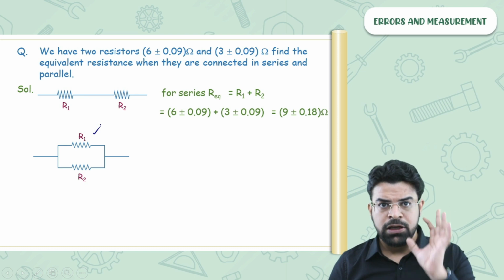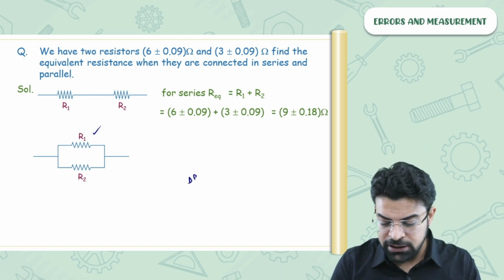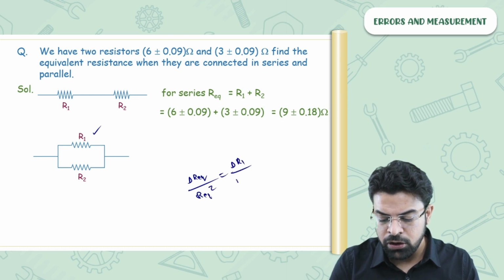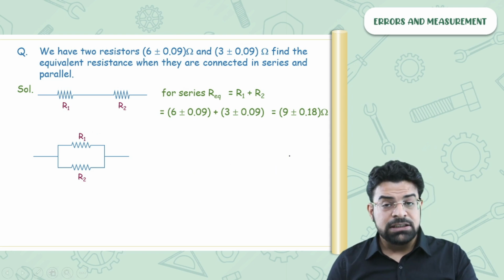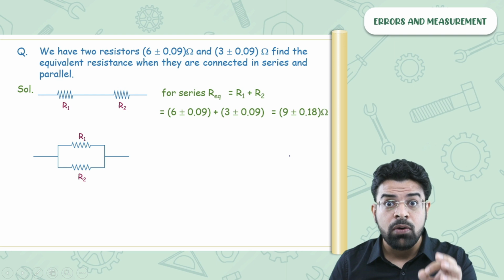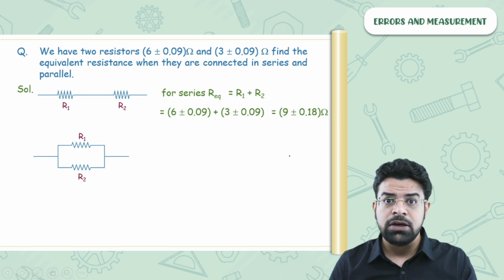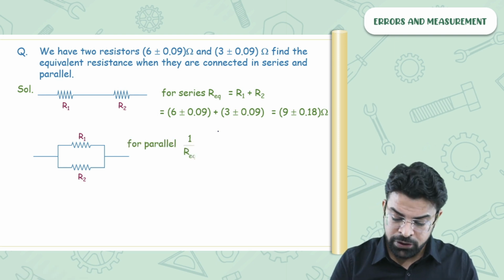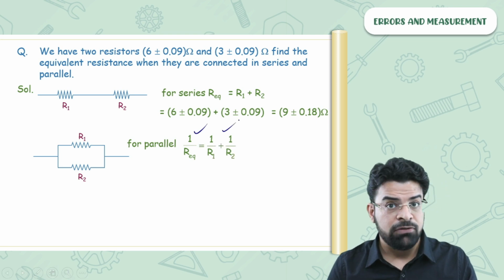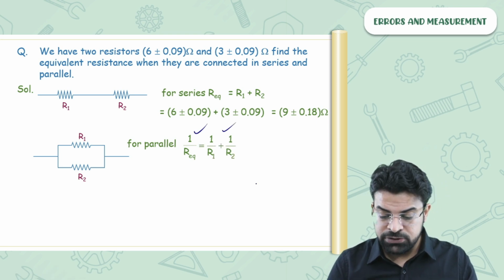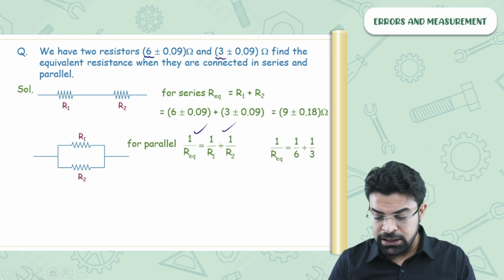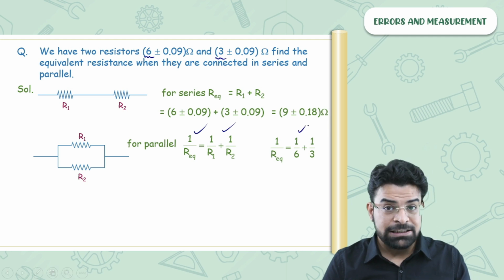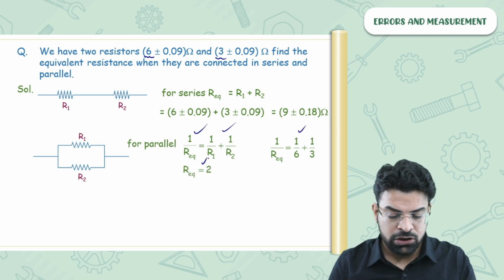Before you use the formula that delta R equivalent upon R equivalent whole square equals delta R1 upon R1 square plus delta R2 upon R2 square, I suggest you first find out the value of R equivalent. To find the value of R equivalent, use the formula 1 by R equivalent equals 1 by R1 plus 1 by R2. Substitute R1 as 6 and R2 as 3. So when you substitute them, 1 by R equivalent equals 1 by 6 plus 1 by 3, you get that R equivalent is 2.